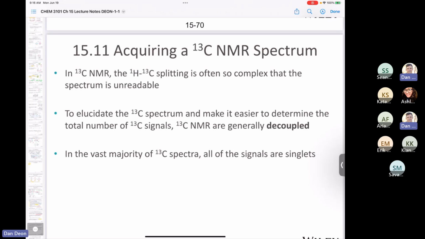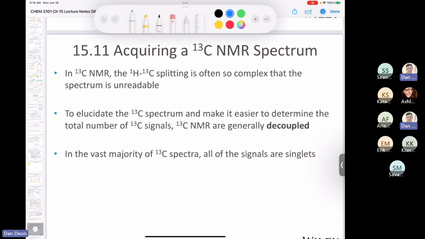Now, one thing that I do want to mention briefly is there is another experiment called off-resonance decoupling. You can scribble this down, and this is in your textbook. In that case, if you run a methyl group, the carbon shows up as a quartet. If you have a methylene, you can imagine this shows up as a triplet. And if you have a methine, that shows up as a doublet. And a quaternary carbon shows up as a singlet.